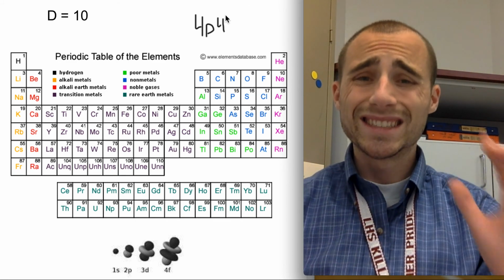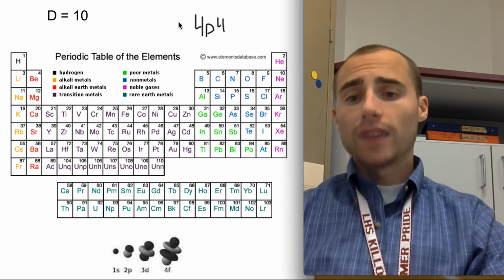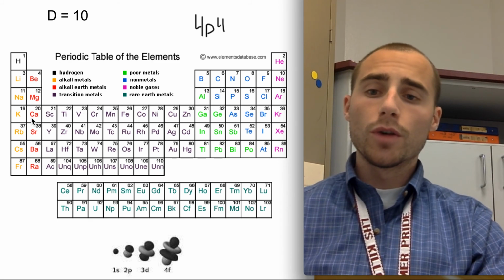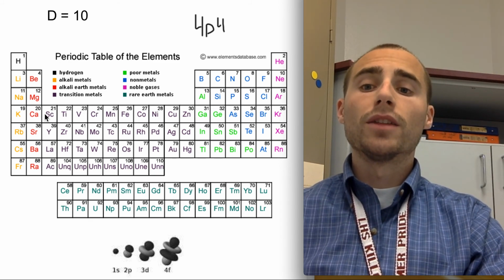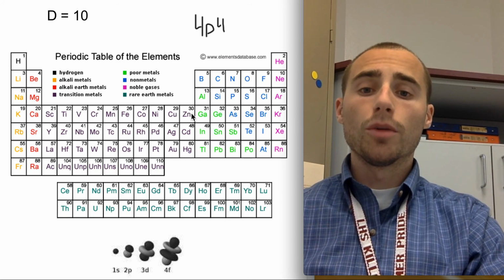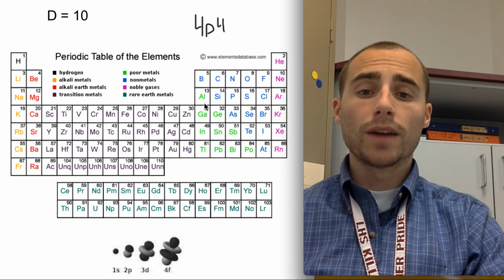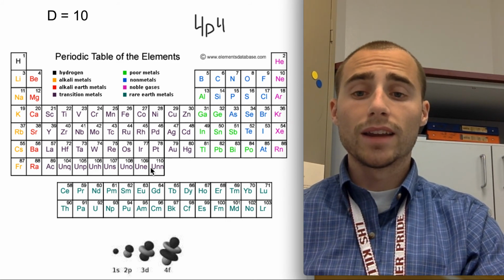All you're doing is the exact same thing you did yesterday, just adding in, if you get down to this 4th row, just know you go 4s1, 4s2, then 3d1, 3d2, all the way through 3d10, and then you go back to your 4p, just like that. We're just adding in an extra little thing here.